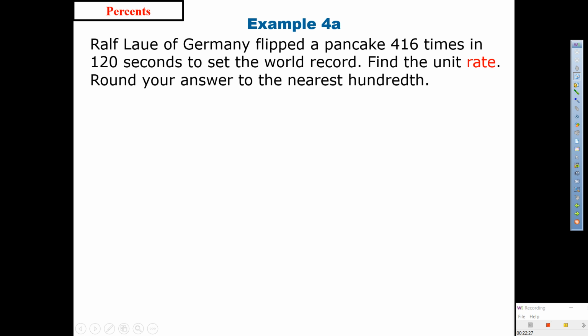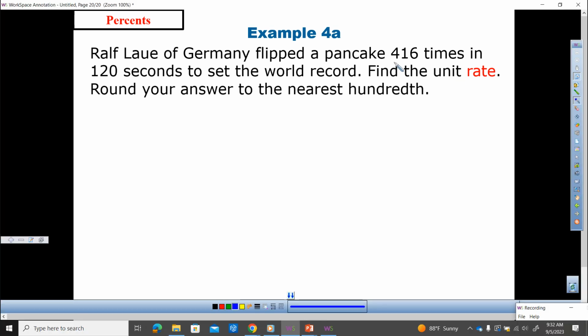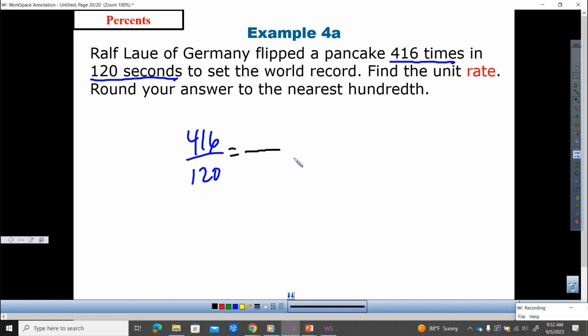Now it's going to get into a little bit more of elaborating on word problems, and it reads, Ralph Lau of Germany flipped a pancake 416 times in 120 seconds to set the world record. And it says, find the unit rate, which means I need to first set up a rate so that I can get a unit rate. So let me set up my rate. What is my rate? 416 over what? 120. So I write 416 over 120. Just pay attention. You'll do one by yourself. Give me a second. And I need to reduce that to lowest terms.